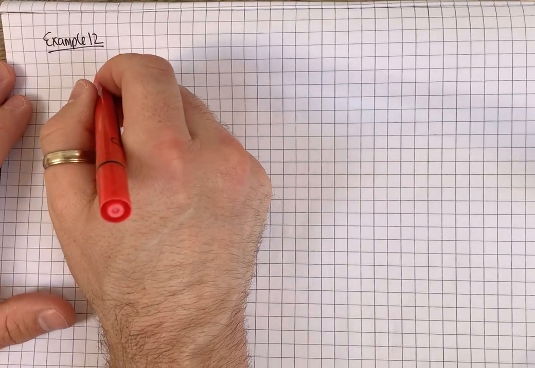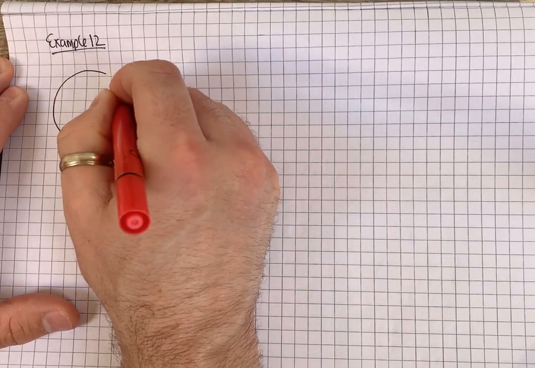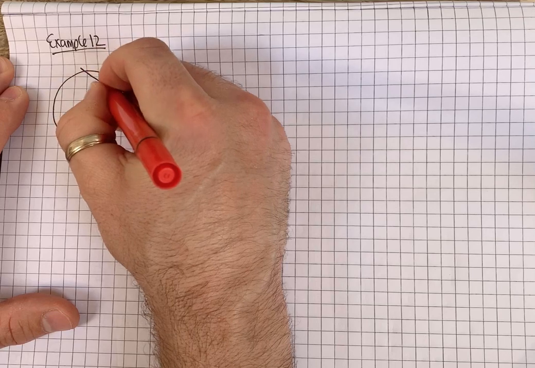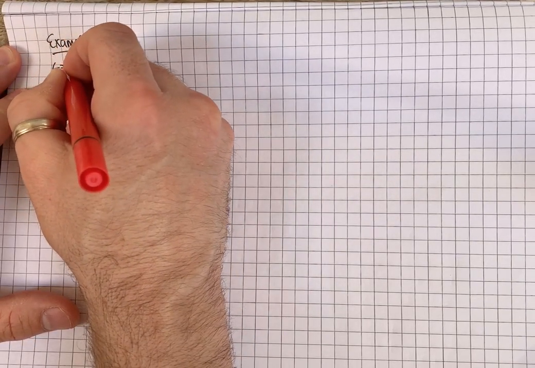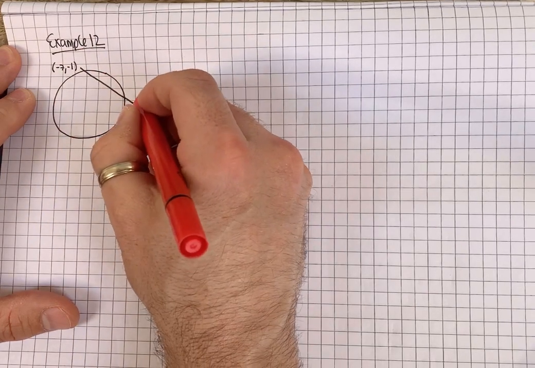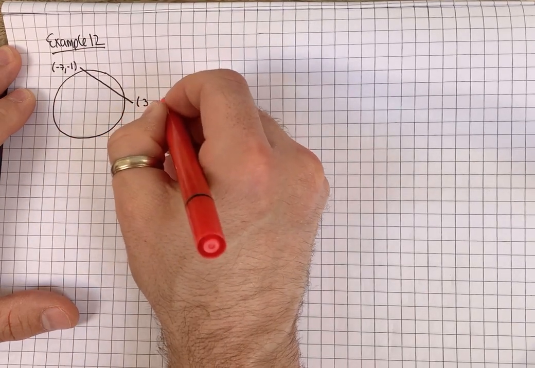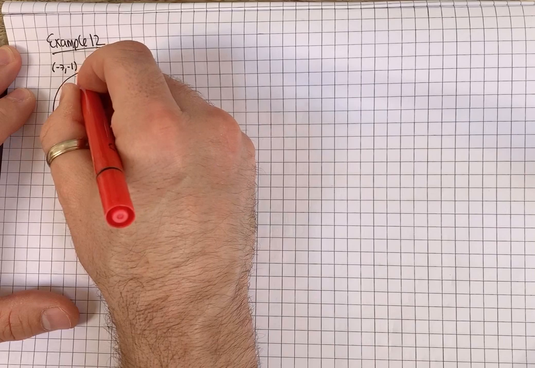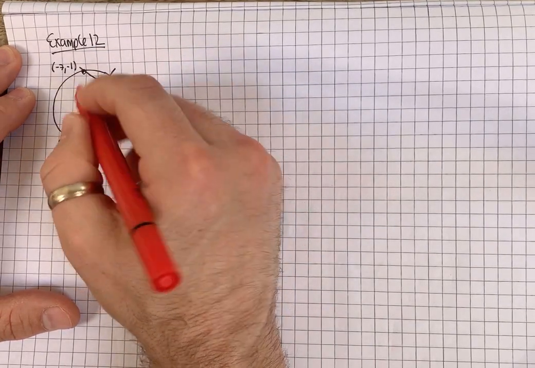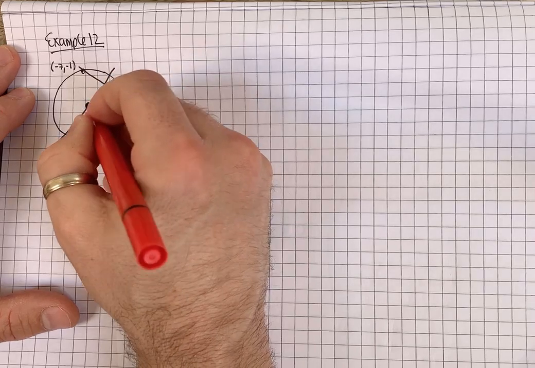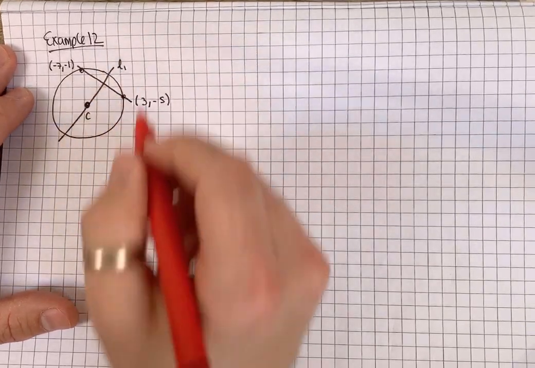Right, we've got a diagram this time, so it's a circle. We've got a chord. We know the endpoints of the chord are (-7, -1) and (3, -5) where it hits the circle. We've got the perpendicular bisector, which we know passes through the centre of the circle. This is line L1 or L.